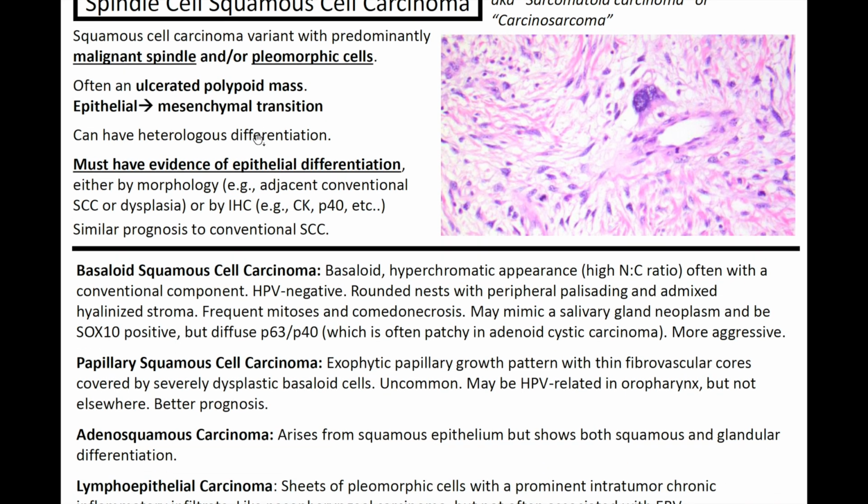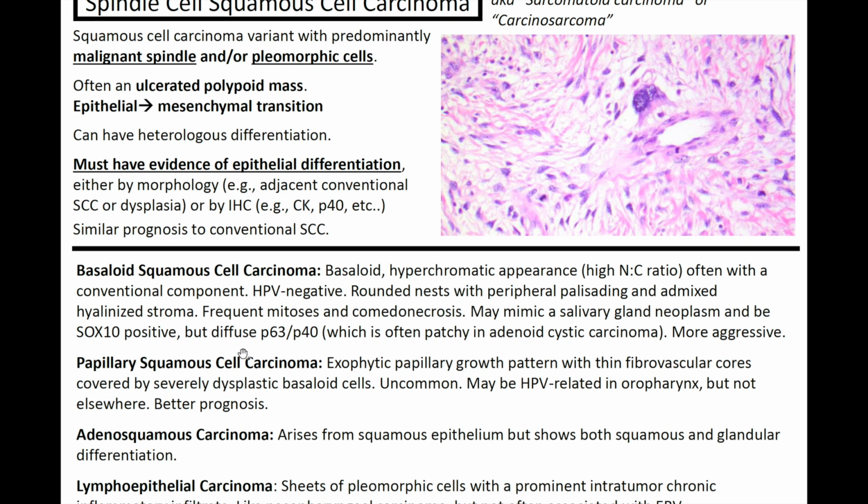Another variant, we have spindle cell squamous cell carcinoma, also known as sarcomatoid carcinoma or carcinosarcoma. This is a squamous cell carcinoma variant with predominantly malignant spindle and/or pleomorphic cells, often an ulcerated polypoid mass, and the epithelial to mesenchymal transition occurs. You can have heterologous differentiation, and you must have evidence of epithelial differentiation, either by morphology or by IHC. And there's a similar prognosis to conventional squamous cell carcinoma.